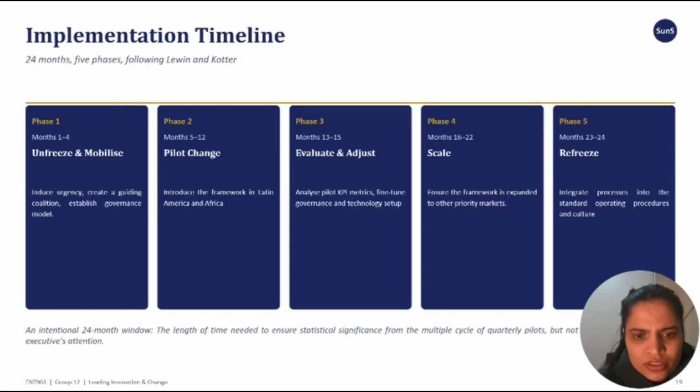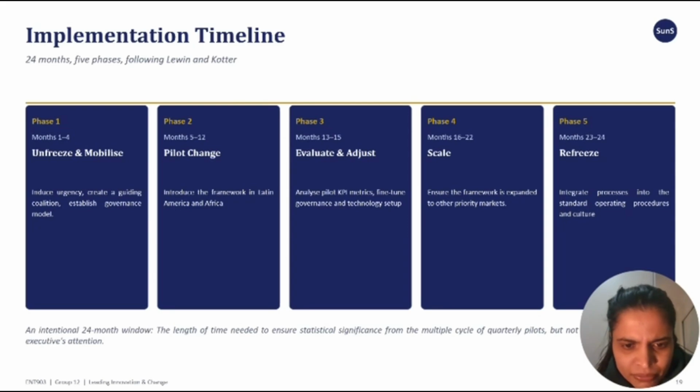Implementation runs across 24 months in 5 phases, following Lewin and Carter. Phase 1, months 1 to 4, unfreeze and mobilize, build urgency from the guiding coalition and finalize governance. Phase 2, months 5 to 12, pilot the framework in Latin America and Africa.